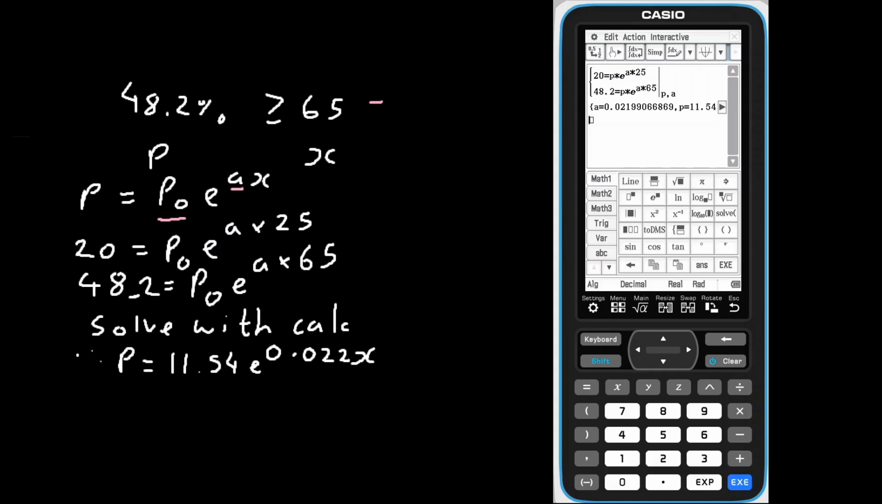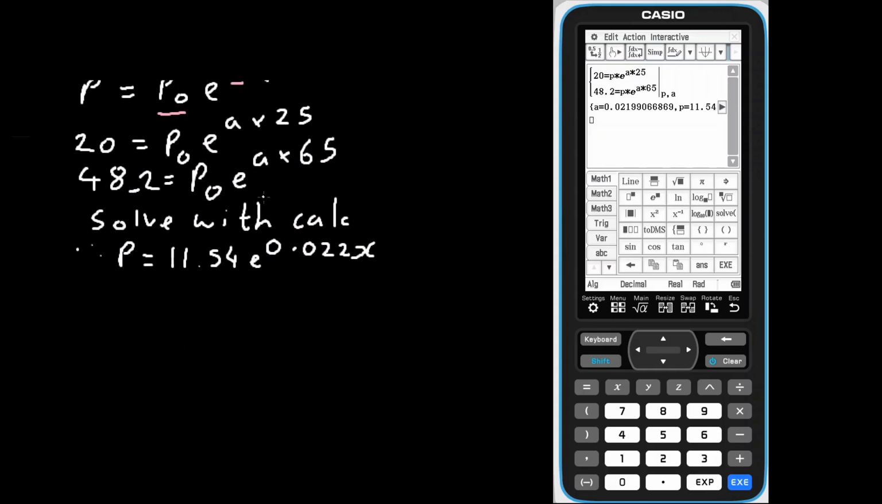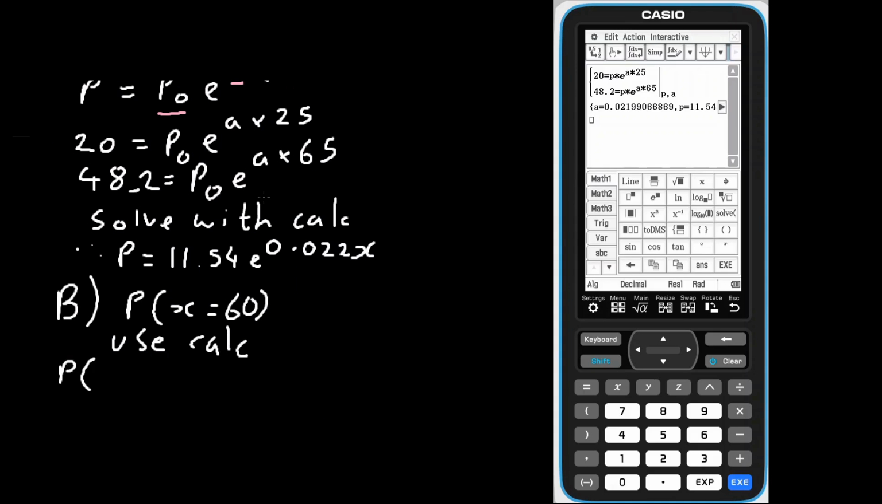Once you get those values, there is the next part, which is part B. That says what percentage of people had obesity at the age of 60? So what is P when X is equal to 60? You can just say use calc.